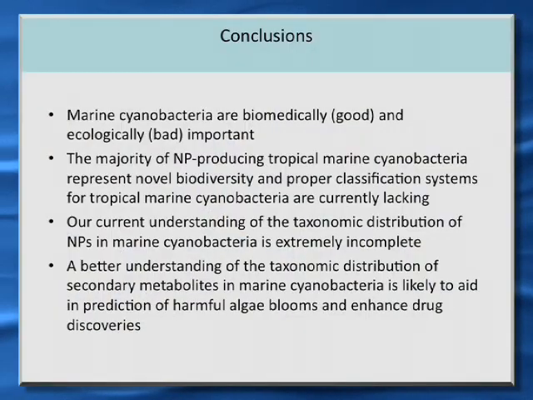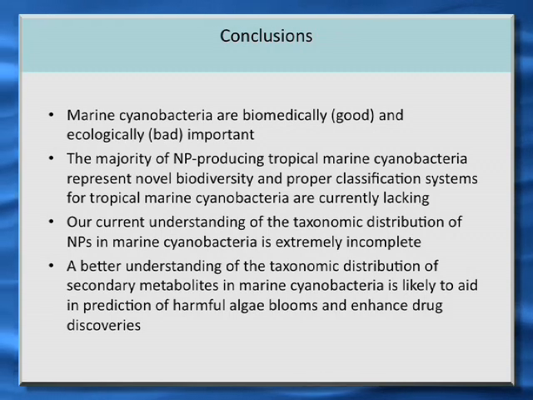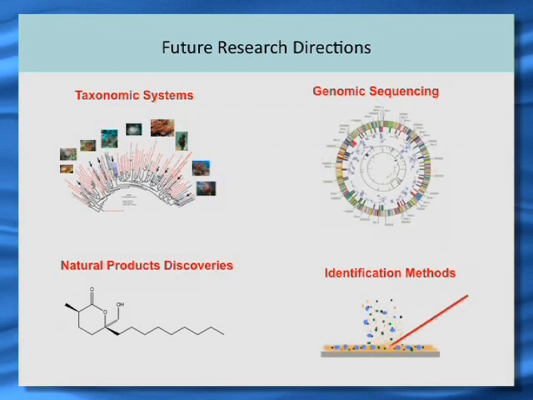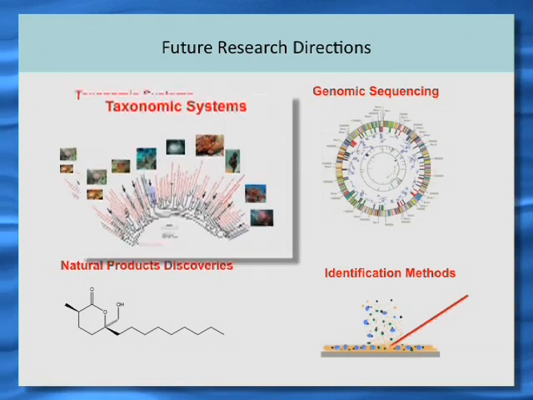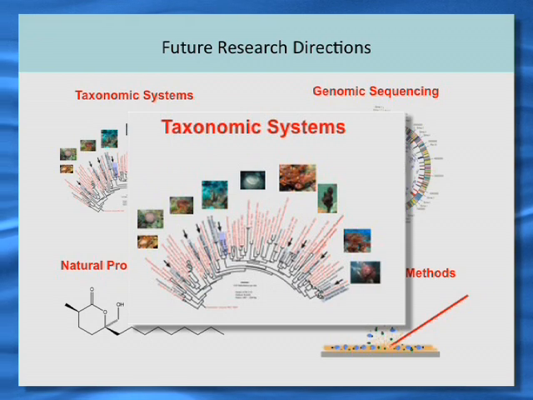So we're trying to provide these systems so we are able to identify different chemotypes, to monitor toxic algae blooms, to predict harmful algae blooms, to survey them, and also for drug discovery efforts. And just some future directions with this work is that we're trying to continue working on providing classification systems. I have a weakness for chemically rich cyanobacteria, so that's one of my major focuses, but we're also trying to provide taxonomic systems for cyanobacteria in general.